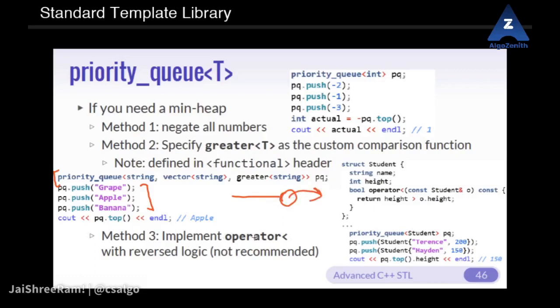Also, you can do it using the operator less than that you can change inside the structs, but this is not really advised. You are using the less than symbol and it's actually meaning greater than. This becomes confusing, so it's not advised. So mostly we use the first one for quick implementation, or in case you really need it, you can use the second one as well.